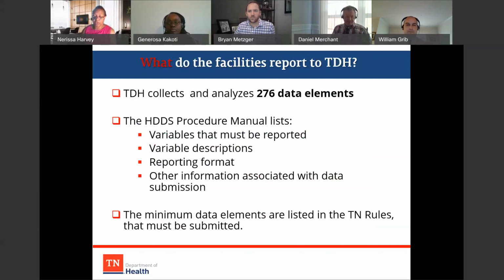However, some such as the social security number or race, ethnicity, total amounts, things like that, are not on the form. However, our manual lists all the variables that must be reported. Description of the variables, formats such as the field width, and if the field is numeric or character, and other useful information to help the facilities send the data in the correct format.